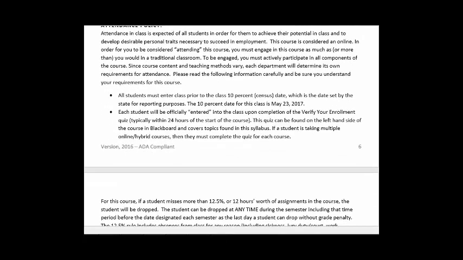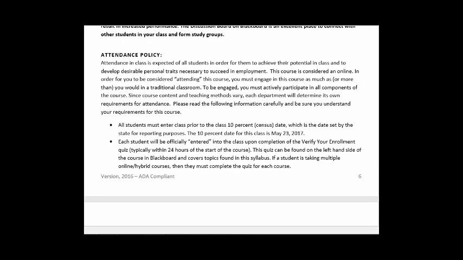All right, attendance policy. Here's a big one. Because at Johnson Community College, attendance is required to stay in the class. If you do not attend a minimum percentage of the class, you will be dropped from the class, and you will be dropped with a grade of a WF, which not only hurts your GPA, but this can also affect your ability to get financial aid in the future.